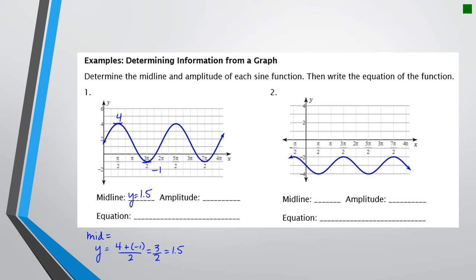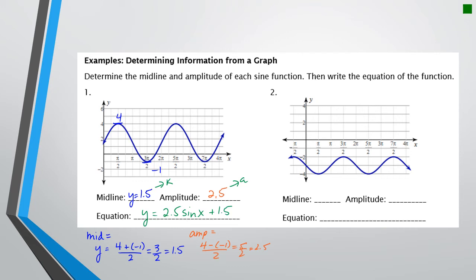And then amplitude, it's almost the same formula, but it's going to be 4 minus negative 1 over 2. So that would be 5 over 2 or 2.5. Okay, now recall that midline gives you your k value, and amplitude gives you your a value. So when we write our equation, it's going to look like this. y equals 2.5 sine x, and then plus our midline value, which is plus 1.5.